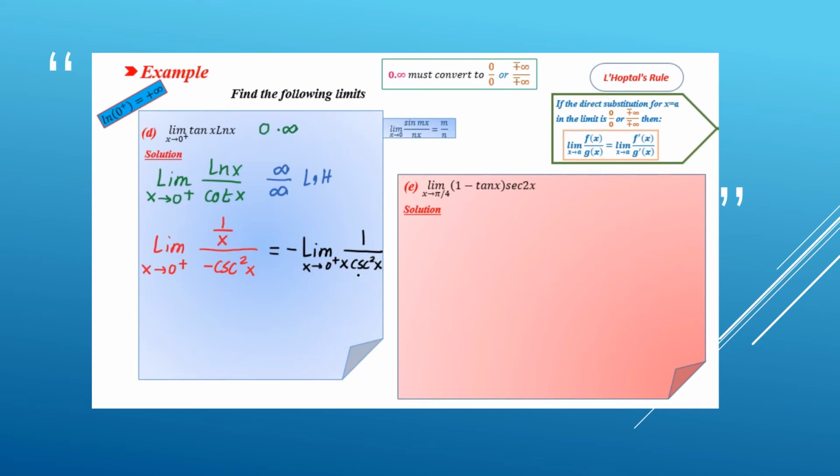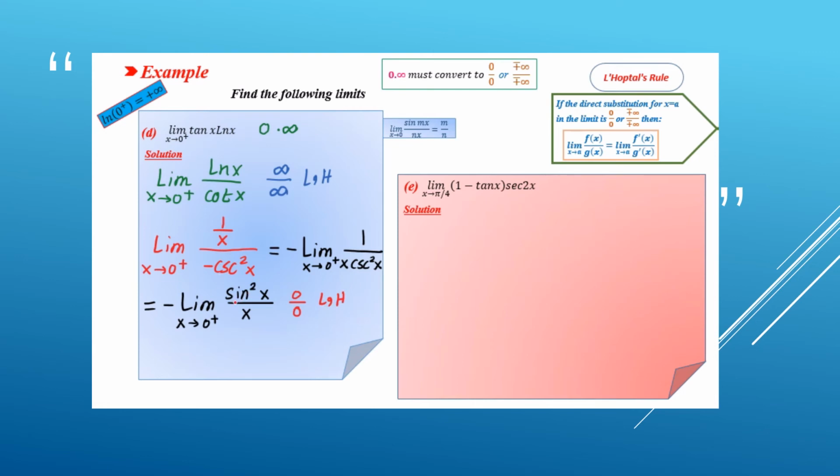Now all the students know that cosecant x is the reciprocal of sine. So 1 over cosecant is equal to sine. So we can rewrite this limit as sine squared x divided by x when x goes to 0 from right. Now again, if you make direct substitution here, you will get sine squared of 0, which is equal to 0 over 0. So we can apply L'Hopital's rule again.